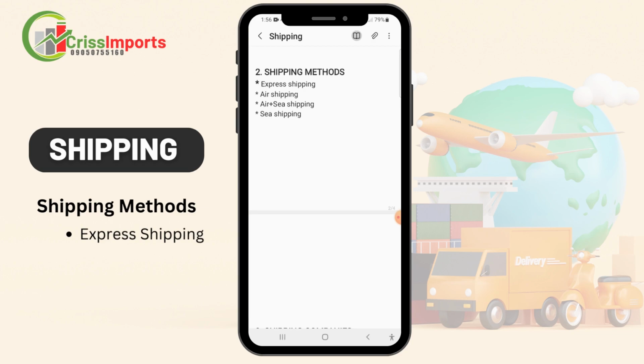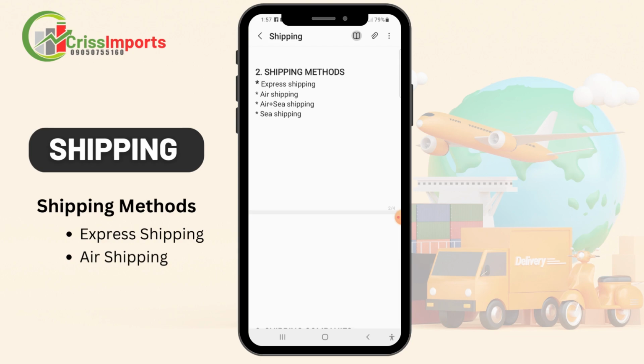If you use express shipping, it is usually very expensive because it will be shipped very fast. It will just join the next available flight down to your country. It is usually expensive. We'll still get to the pricing. Then the second method is air shipping.